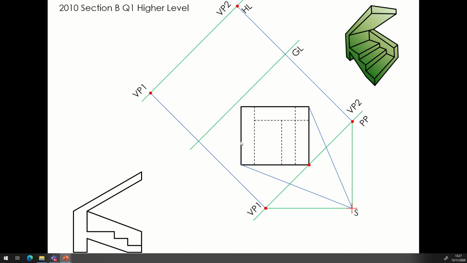Now we don't have any other directions on our plan view, so we're actually happy enough with those two vanishing points for the moment. So let's create the main body of our object, this series of steps, I suppose, is probably the best thing to start with.